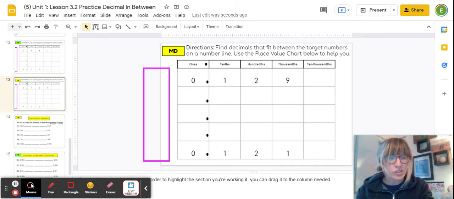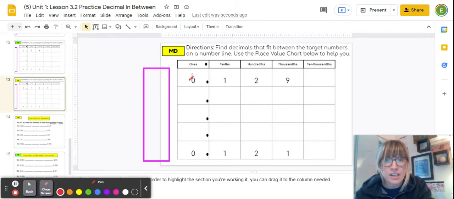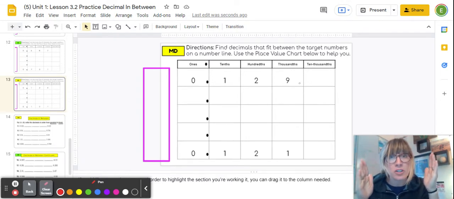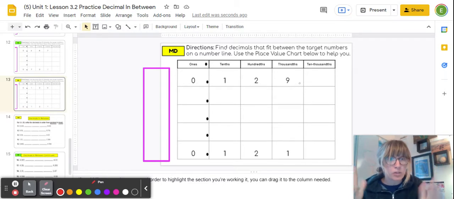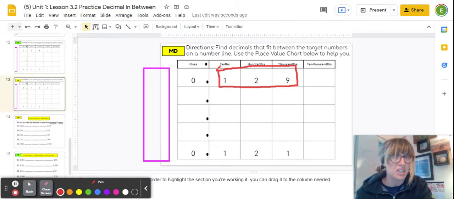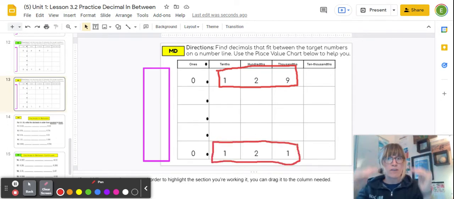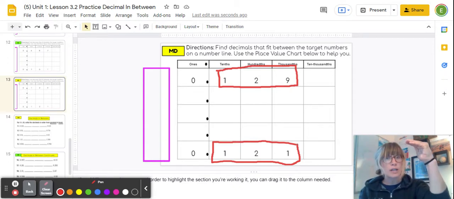So we're going to be ordering, or trying to discover, some decimals that fit between these two targets. Our target up here is 129 thousandths. If you're more familiar with thinking about whole numbers, you could think about this number like 129 in this case. And you'll notice that this is bigger this time than our other target number. So these are our boundaries. We want to find three numbers that fit between 129 and 121.